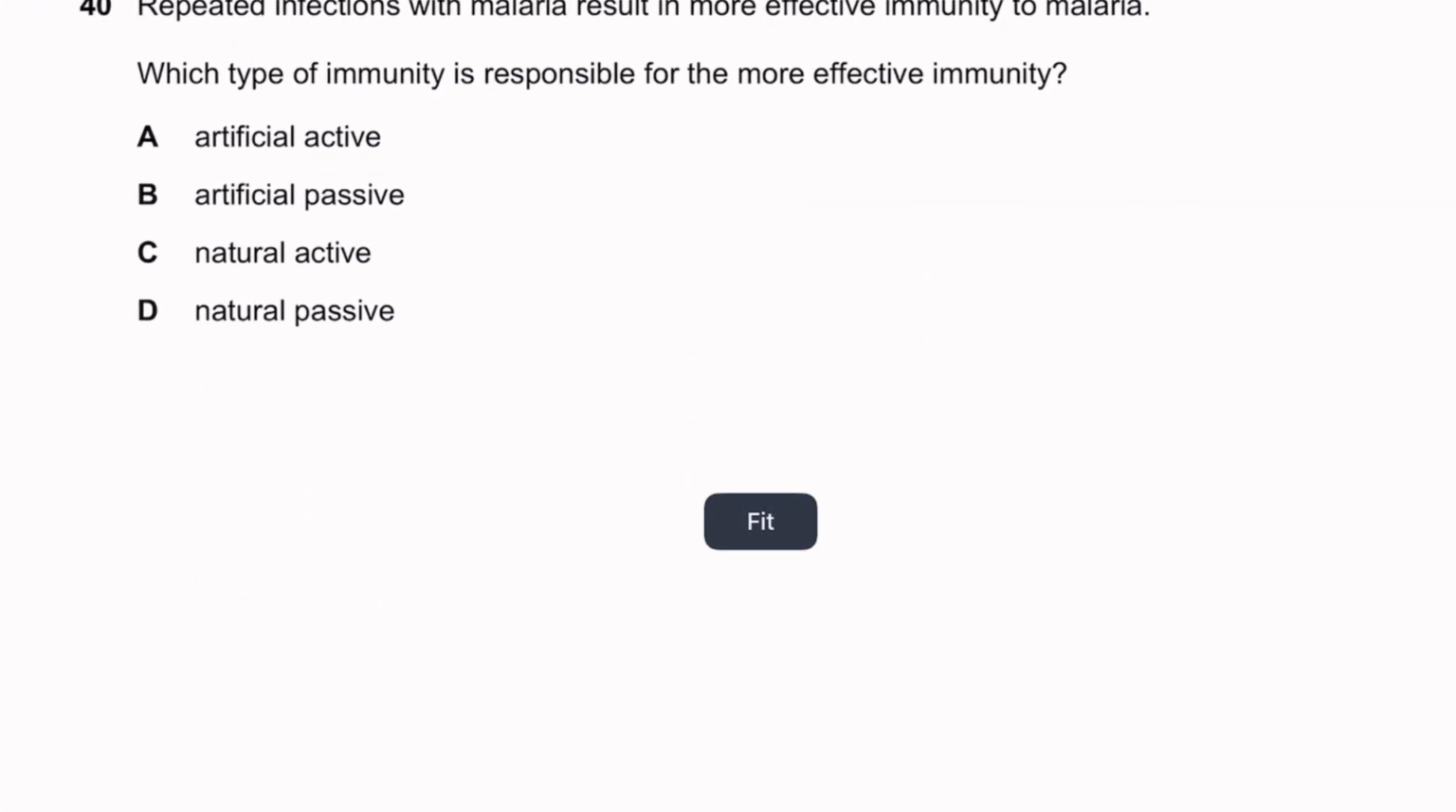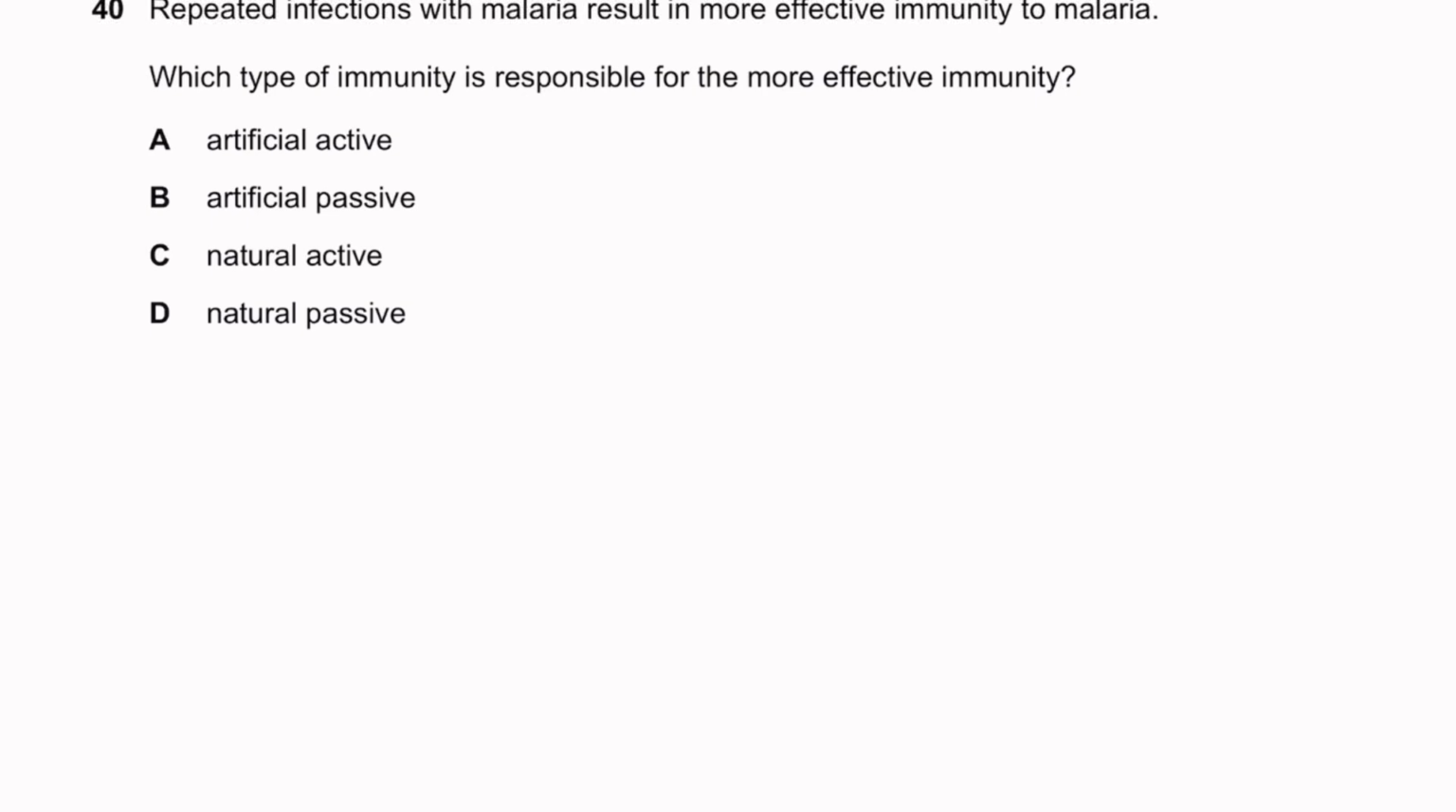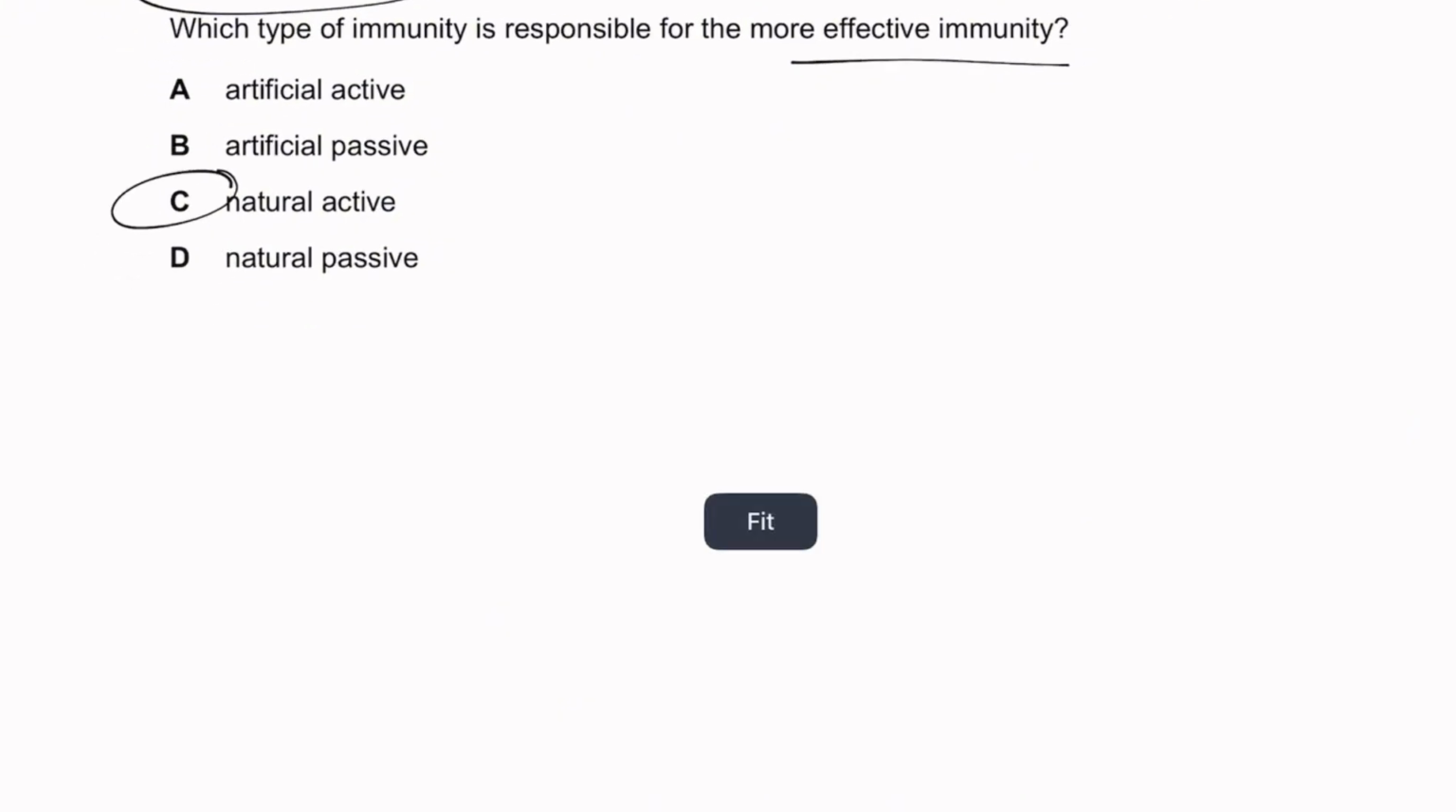Now, repeated infections with malaria result in more effective immunity to malaria. Which type of immunity is responsible for effective immunity? So since it's repeated infections, this means the person gets malaria, develops an immune response, and then gets it again and has memory cells and everything. So since memory cells are produced, it's definitely active, and since they get it naturally, then it's naturally active. So that's C.